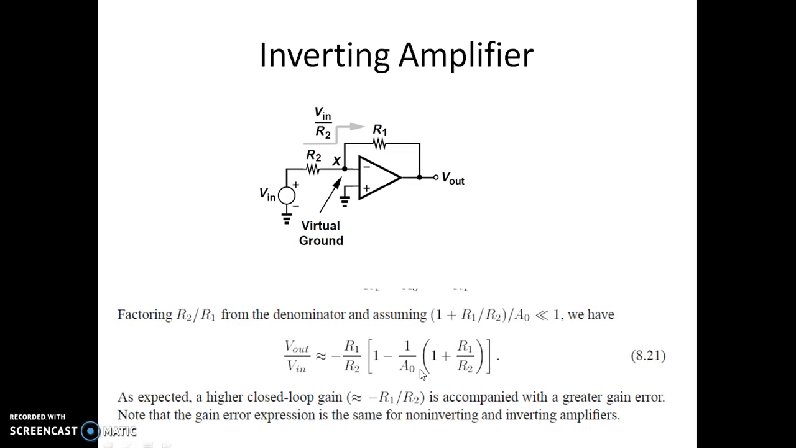So it can be rewritten in the simplified form as Vout by Vin is given by minus R1 by R2 into 1 over 1 plus 1 over A0 into 1 plus R1 by R2. So this is under the case where this particular term, that is 1 over A0 into 1 plus R1 by R2, should be far less than 1. If that is the case, then we end up with the final gain expression as minus R1 by R2 into 1 minus 1 over A0 into 1 plus R1 by R2.